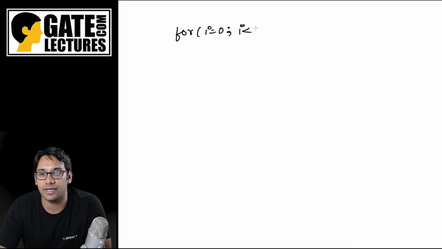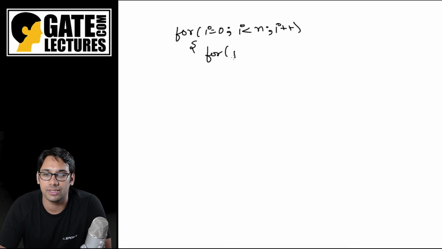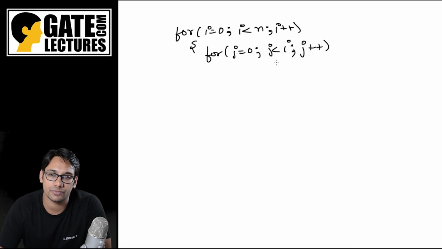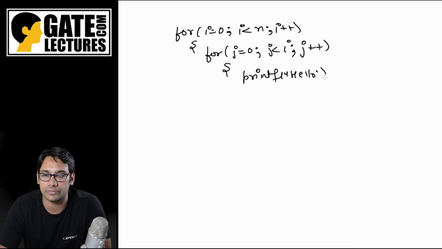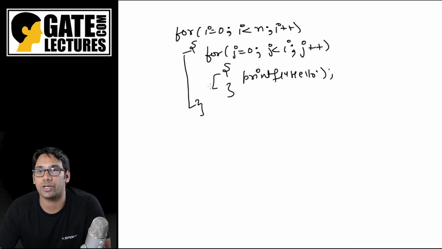For example, we are having this program: for i equals 0, i less than n, i plus plus, for j equals 0, j less than n, or make it, because the previous was less than n, let us make it j less than i, and then j plus plus. And assume we are having a printf statement. So printf hello, any statement, you can use any statement here. Okay, so assume we are having this program.